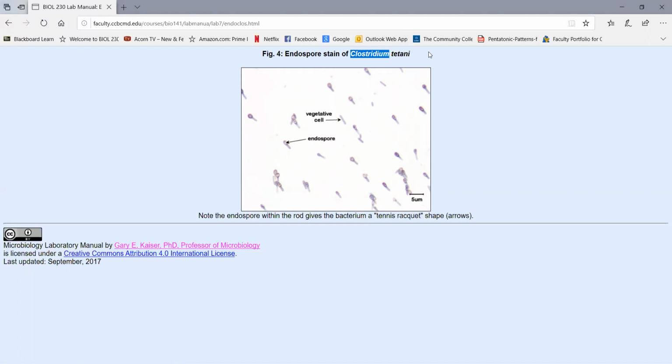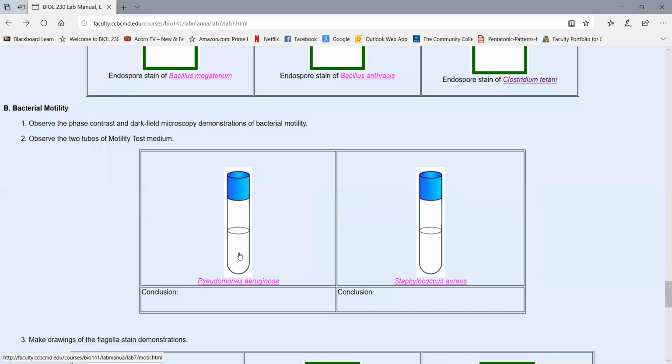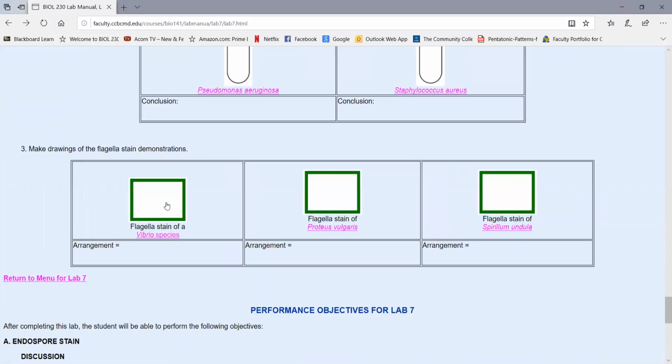And again, if we see that tennis racket shape on the bacillus, we should recognize the genus as Clostridium. And remember, again, genus is the first of the two scientific names. We don't want the species name tetani. We can only tell the genus name Clostridium because of that shape, if we see it. Then you record the results of your motility test medium here and your conclusions as to whether it's motile or non-motile and how you can tell. And then make some drawings of the three flagella stains we're showing you: monotrichous, peritrichous, and amphitrichous arrangements.